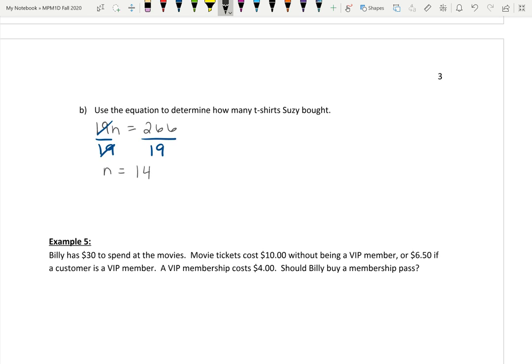So since this is a word problem, I'm going to complete my question with a therefore statement. So therefore, Susie bought 14 t-shirts.